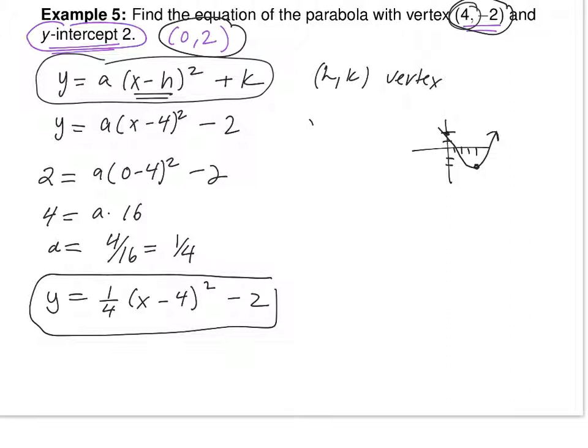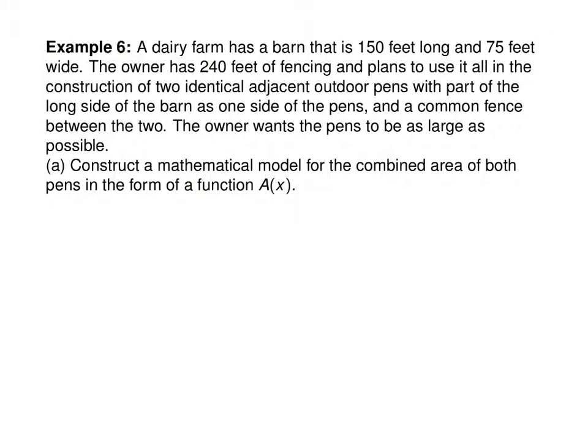Now, the most common example of using this vertex formula in classes is to find maximums and minimums of functions that actually mean something. So today we're going to pretend you're a dairy farmer and you want to build a fenced-in area. You have a barn that's 150 feet long and 75 feet wide, and you have 240 feet of fencing, and you want to use it all to construct 2 identical adjacent outdoor pens with part of the long side of the barn as one side of the pens. You can avoid using fencing there. Does that make sense? And the question you have is, how are you going to enclose the most area so you can fit the most cows?